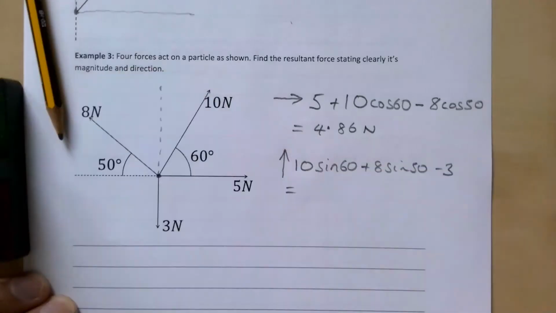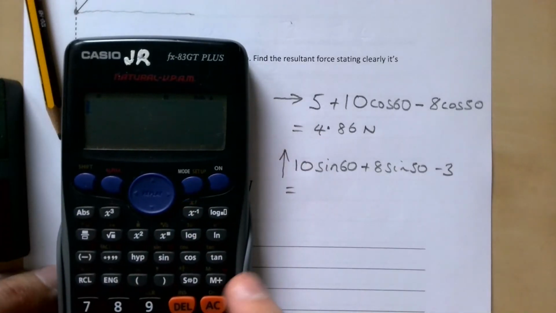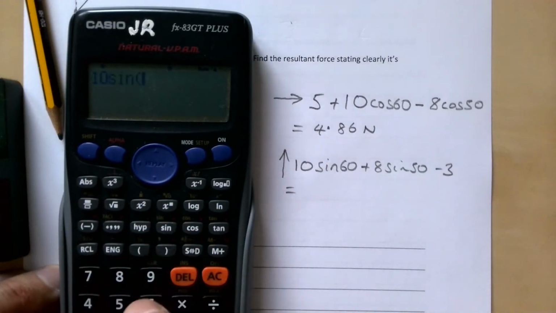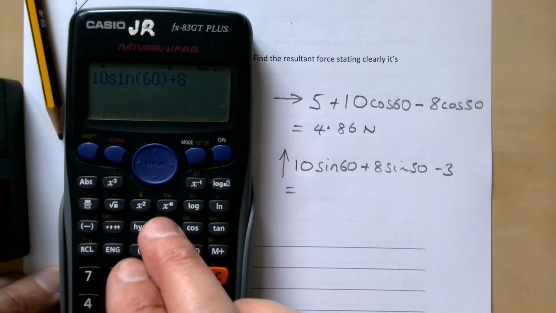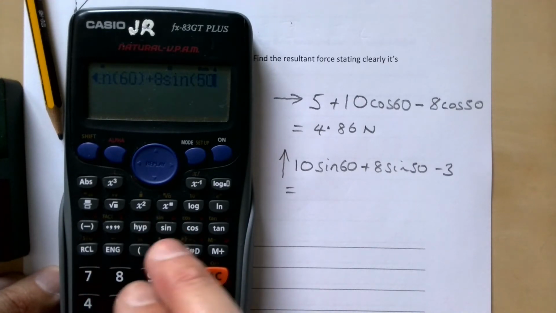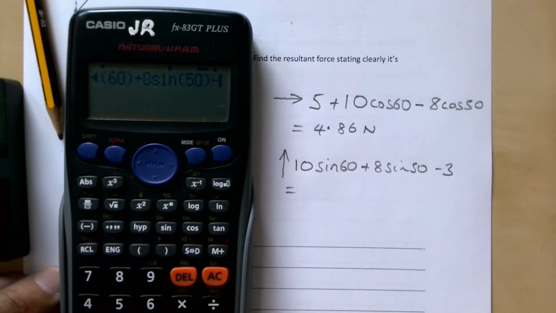Let's put that into our calculator and see what we end up with. So we have 10 sine 60 plus 8 sine 50, take away 3 equals 11.79.